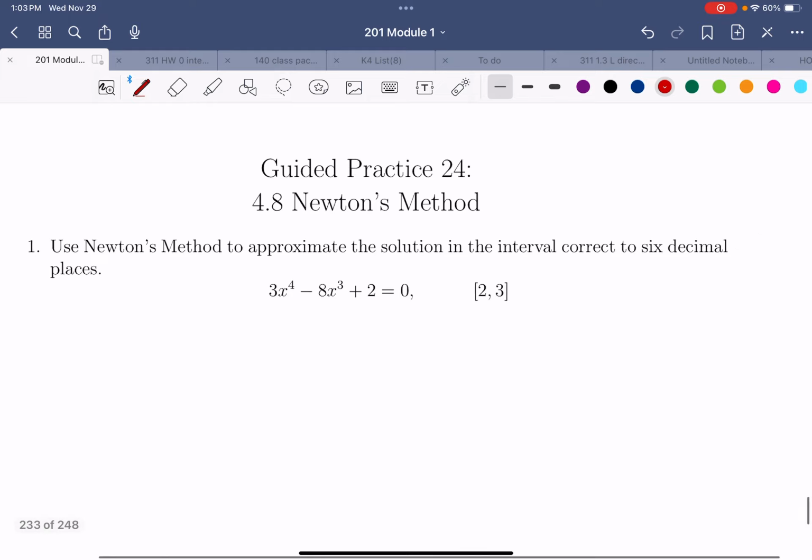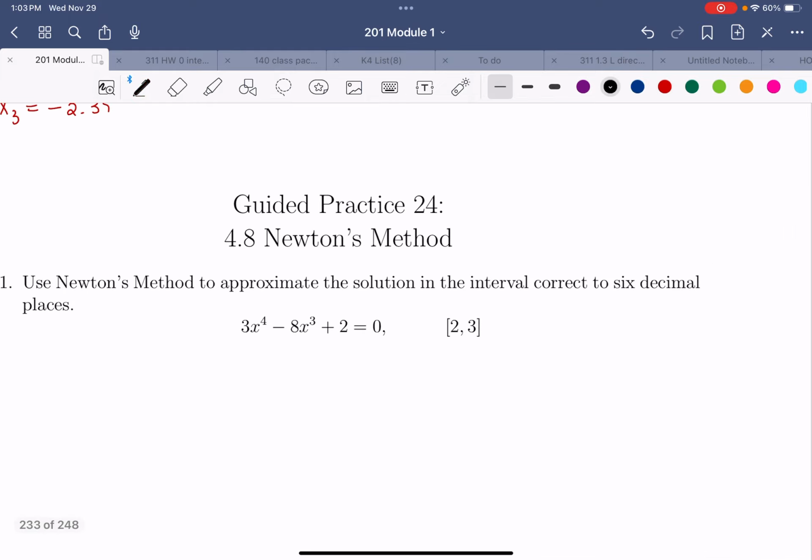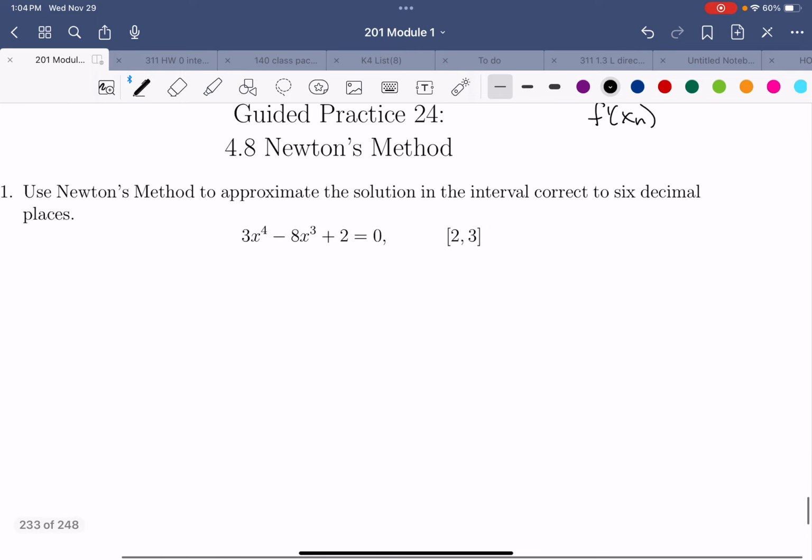Okay, so remember that the formula that we're using for Newton's method is that your x n plus 1, meaning your next x value, your closer approximation, is given by negative f of x n over f prime of x n plus x n. So you're plugging your previous x value into the original, then you're plugging it into the derivative, dividing those through, and subtracting it from your original x value. Okay, so this is what we're trying to do, right?